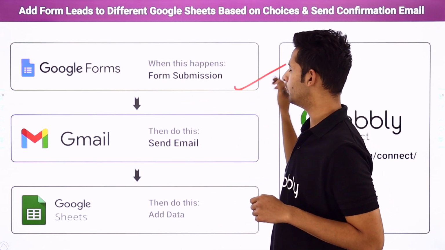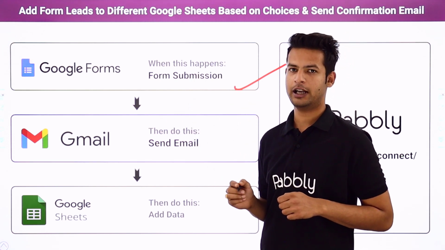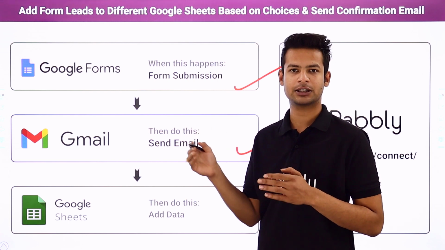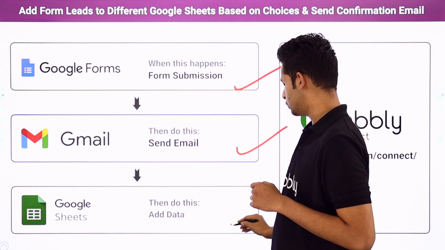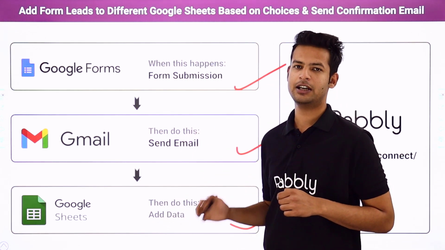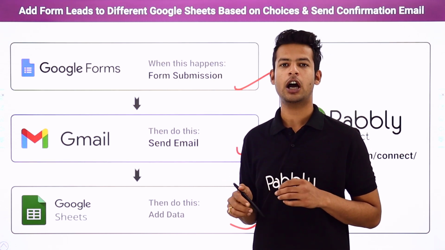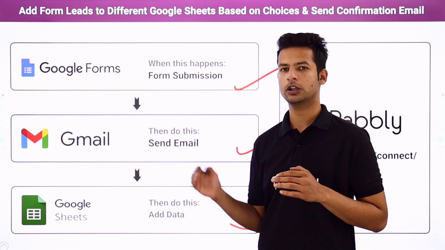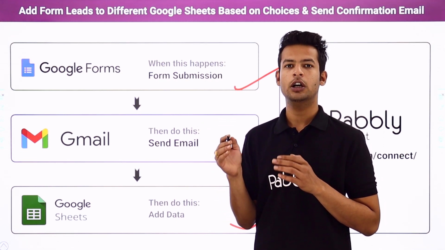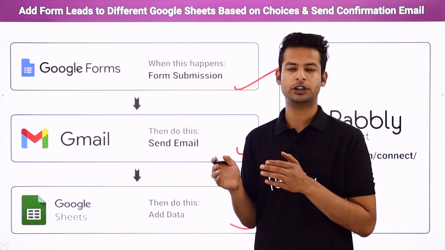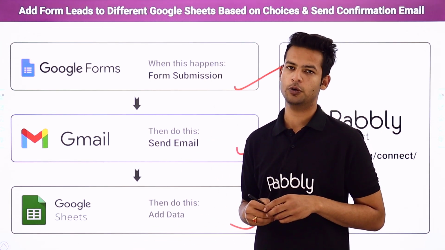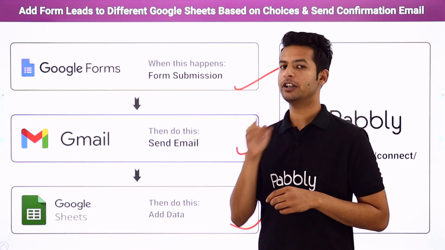First I have used Google Form. I have used this platform to create the online form. Then I have used Gmail. I have used this platform to mail my customer. And finally I have used Google Sheet. Here I have created three different sheets according to the choices I have given in the form, and I want, according to the book the customer selects, the data to be captured in that particular sheet in the Google Sheet. But here I have to face one problem.